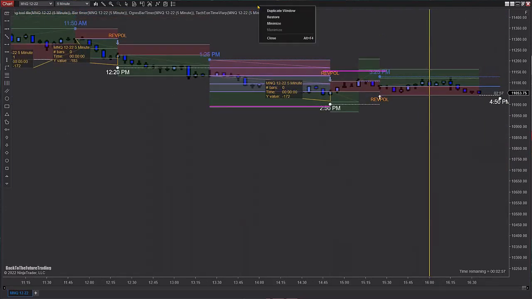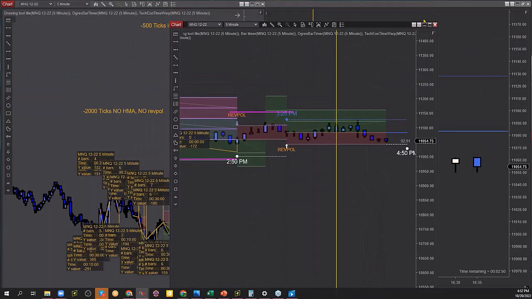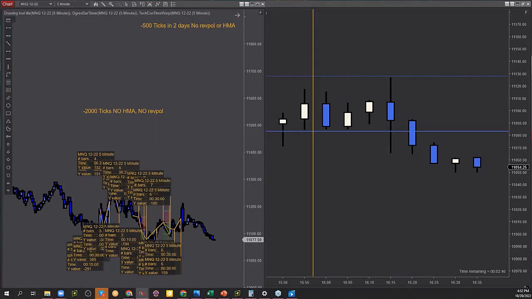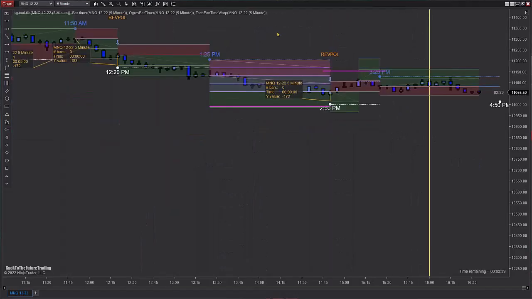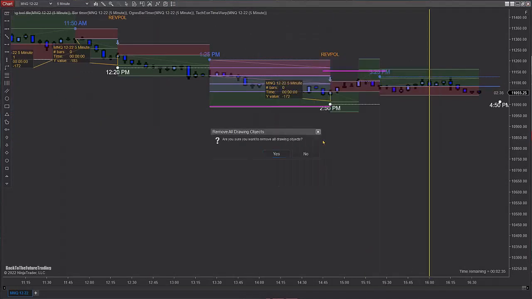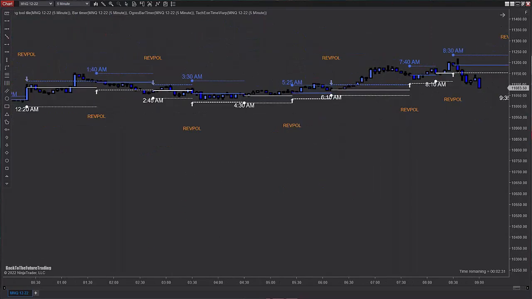Let me duplicate this. Wait, do I need this? What is this chart? Do I need this? I think I need this. Let's duplicate this thing. And then we're just going to clear all the drawing tools. And then we can do some testing.